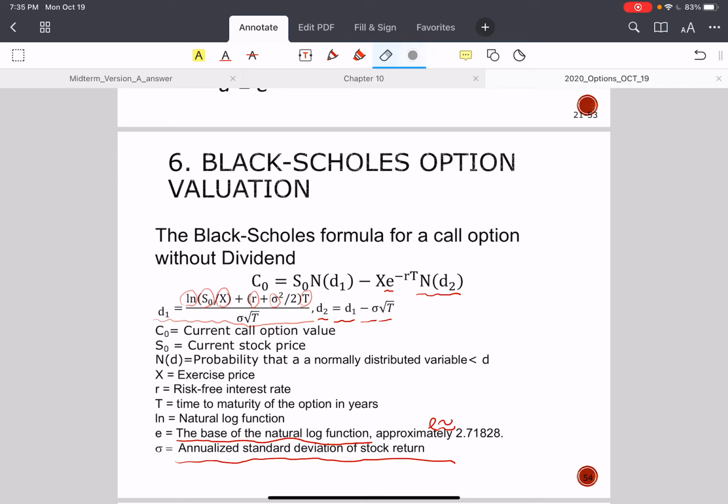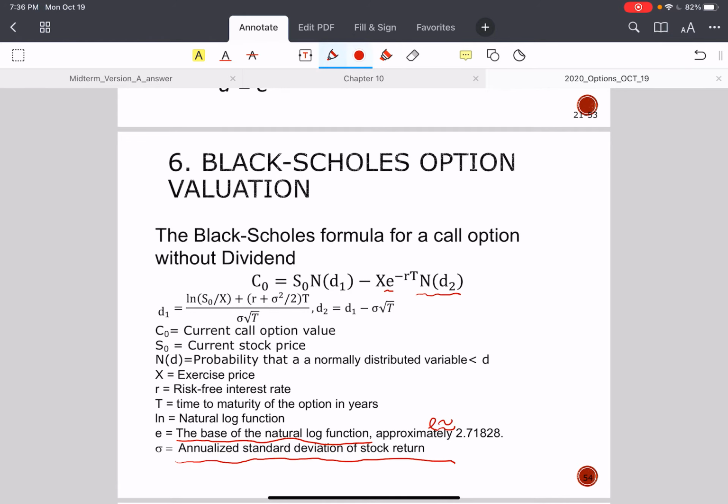Now, what is N? N(d) is the probability that a normally distributed variable is smaller than d. That's the definition of N(d) here. Clearly, you need some basic understanding of statistics or probability theory to understand these things. If you have difficulty figuring out what a normally distributed variable is, you should consult your textbook, open your book, and look at the related chapters.